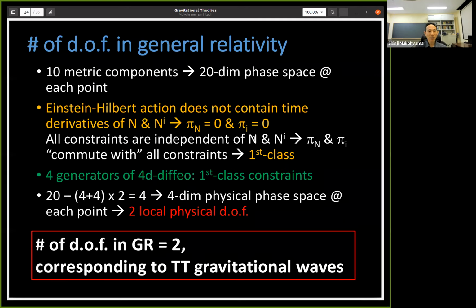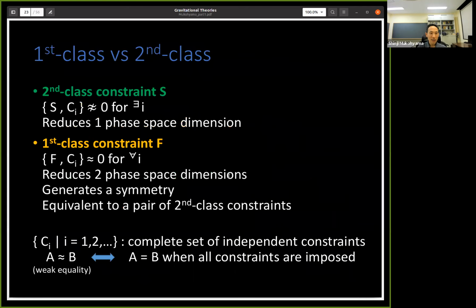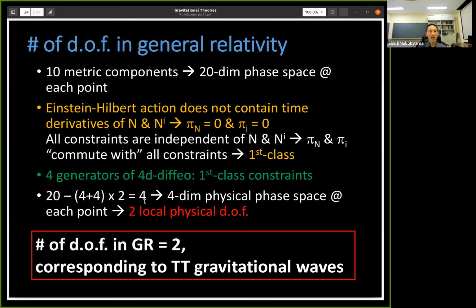Also, we have more first class constraints because, as I said, first class constraints are associated with symmetry. And in general relativity, we have symmetry associated with coordinate transformations. So we can change the space-time coordinates into any new coordinates. And we have space-time, so we have 4 coordinates. So we have 4 generators of 4-dimensional diffeomorphism invariance. So we have 4 first-class constraints correspondingly. So we have 4 plus 4 first-class constraints.